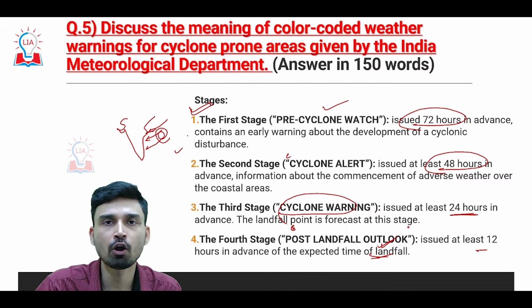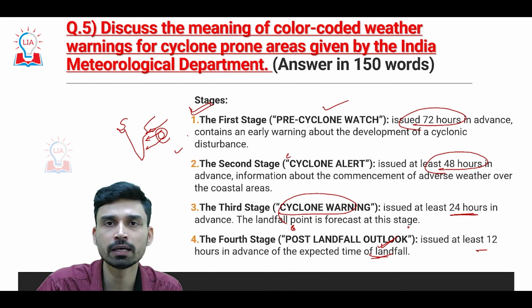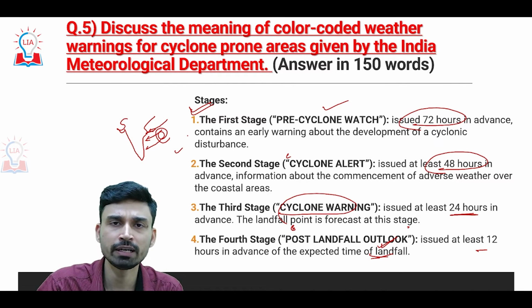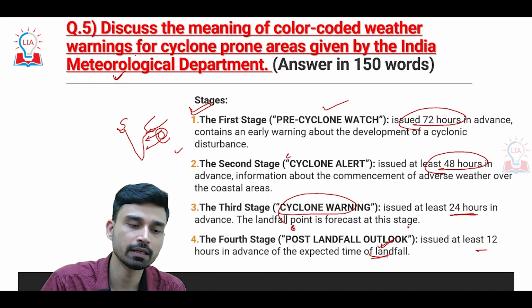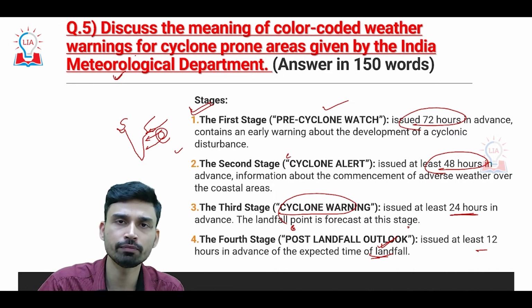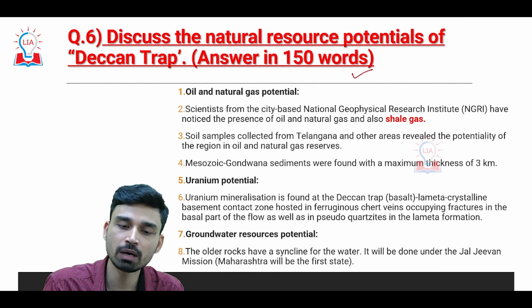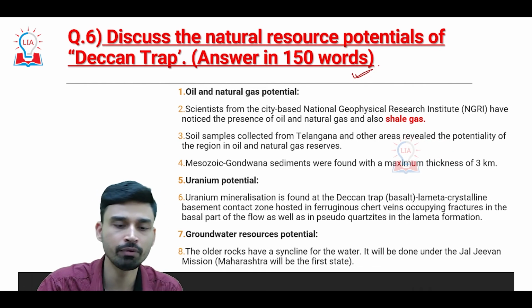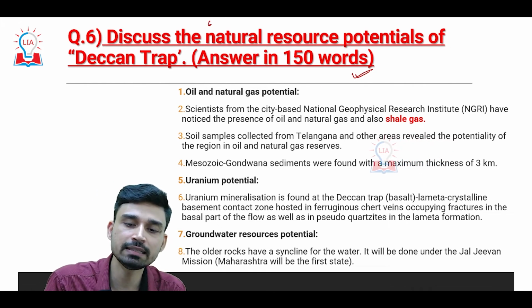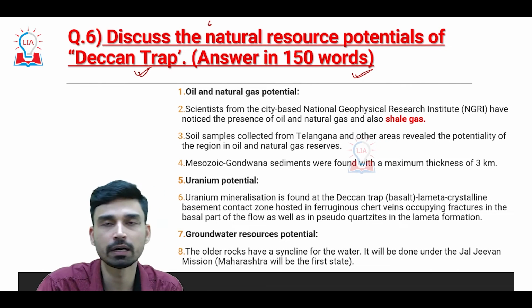Apart from that, alternatively, you can also try to give the names of the recent cyclones that India has witnessed, and that should also be one form of conclusion. So that is all about the second question, or question number 5 as per the question paper. That is also a 10-mark question. Moving forward, again we have another 10-mark question. We have to write under 150 words, about discuss the natural resource potential of the Deccan Tract.